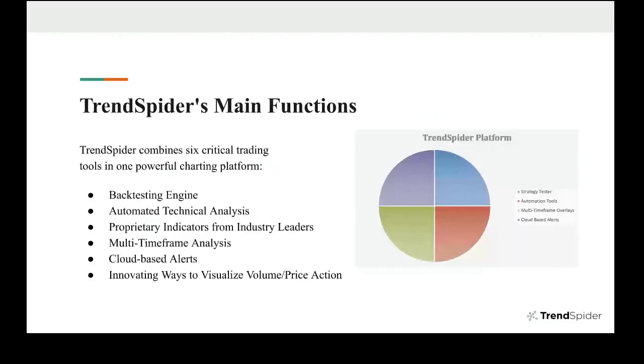Some of the main functionality I did mention above: the backtester, the automated technical analysis, proprietary indicators from other big names in the industry, such as the anchored VWAP from Brian Shannon, multi-time frame analysis, the alerts, which we just talked about, and volume profile in a candle, which is the Raindrop. And we'll go into that more after Patrick is done showing some of his charts. And I'm going to hand it off to you, Patrick, and thank you so much for joining us again.